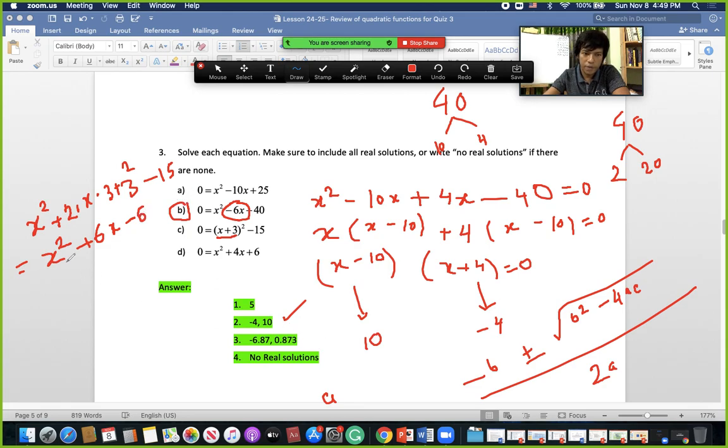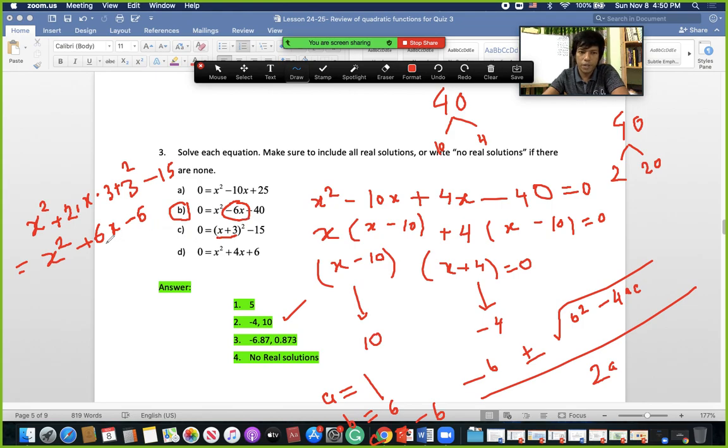Now we know that a value is 1, so a equals 1. We have to put it here. a equals 1, b equals 6, and c equals minus 6. If you put it here, then you will get two solutions from this.